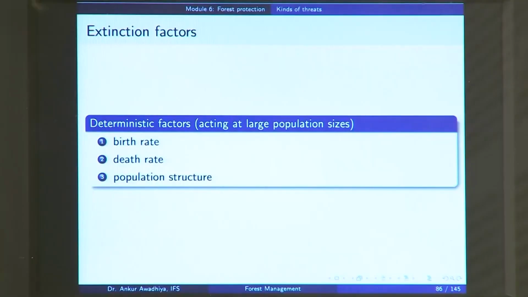Now, in the case of plants, in the case of a forest, if you are doing an extraction at a rate which is greater than the rate at which the regeneration is happening or the young ones are getting established, in that case, if the death rate is greater than the birth rate or the rate of establishment, then slowly and steadily the number density in your forest will reduce and your forest will cease to exist. So, this is a deterministic factor, because you are looking at large scale rates, birth rates and death rates. Also, another factor which is a deterministic factor is the population structure.